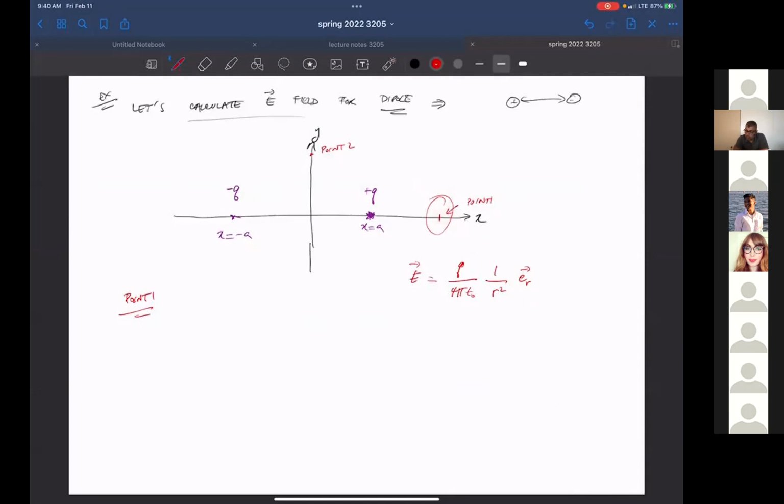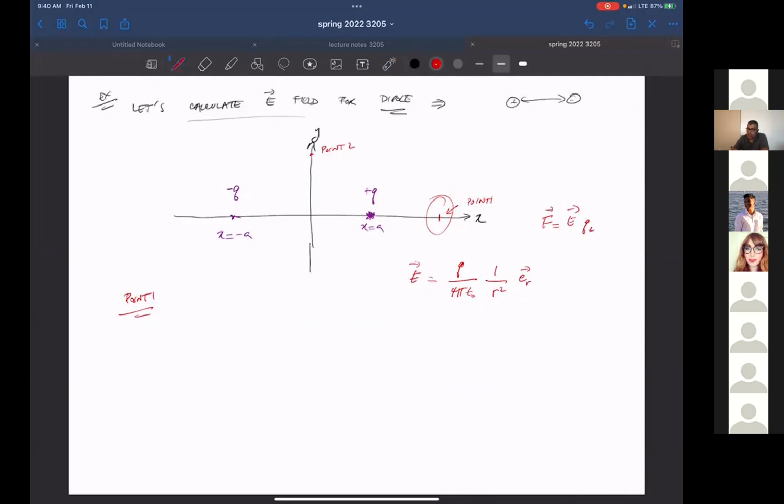So that's one, okay? And then the force, remember that force is the electric field, this guy, times the charge being acted on. So call it Q2, call it whatever you like. So that's the force, okay?